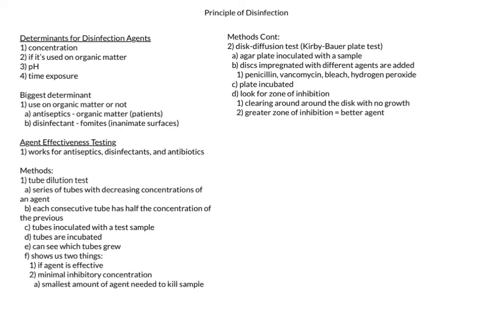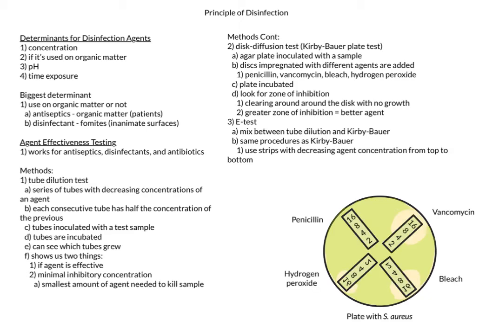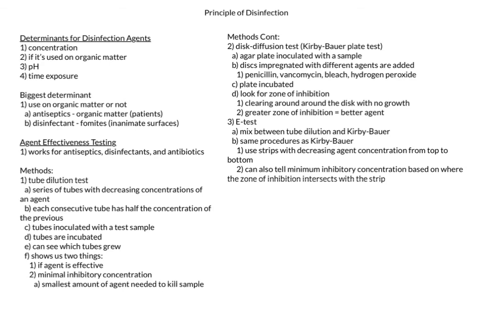The last method that we can use is the E-test, which is basically a mix between the two. In the E-test, you use the same procedures as in the Kirby-Bauer test, except you use a strip with decreasing concentrations of our agent from top to bottom. So here, you will also be able to tell the minimum inhibitory concentration based on where the zone of inhibition intersects with the strip.